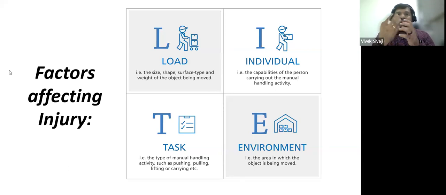Meaning, we'll say, sir, it's not heavy enough to be qualified as manual handling. It doesn't matter whether it's heavy or not. The weight is not what matters at that moment. It's the action, because it turns into a habit. And once it turns into a habit, you do the same thing again and again, even when you have heavy loads to pick up, right?